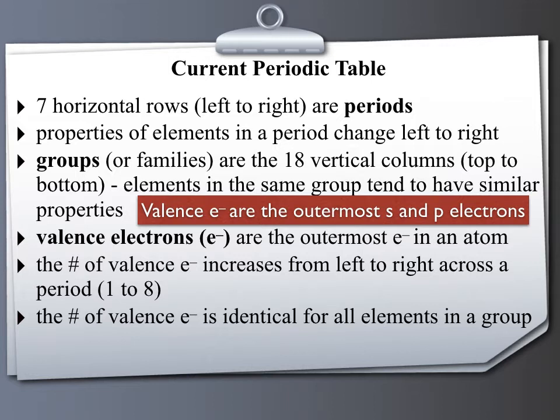Add this to your notes. Valence electrons are the outermost s and p electrons. So if you're looking at an electron configuration, only the listed s and p electrons in a valence configuration will be the valence electrons, because s is 2, p is 6, therefore the maximum is 8.